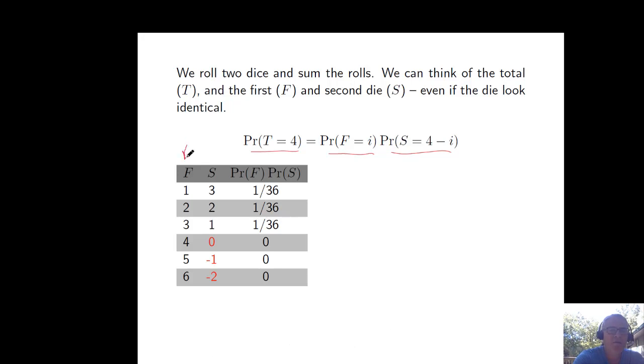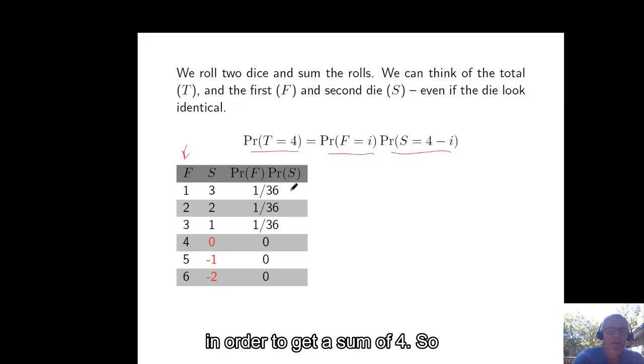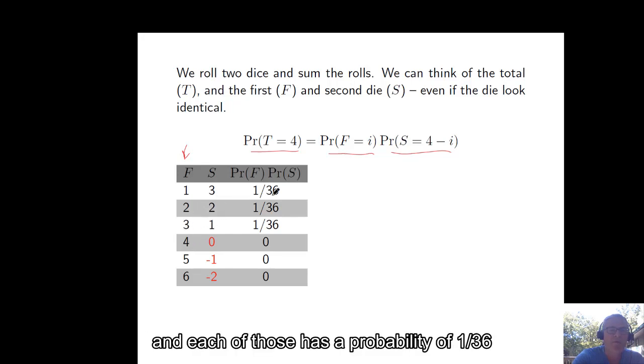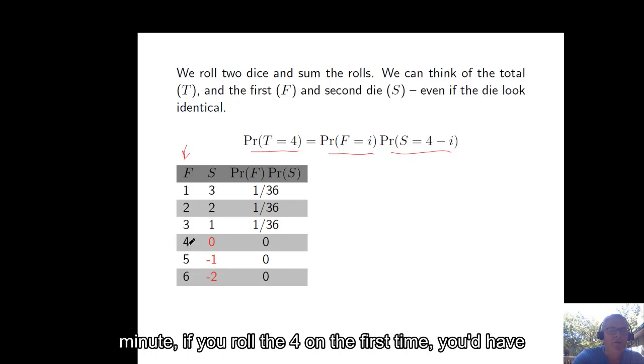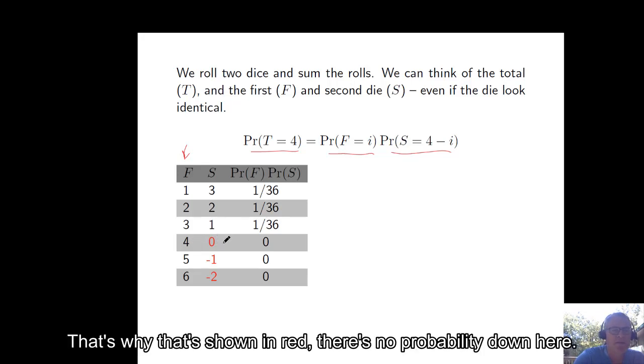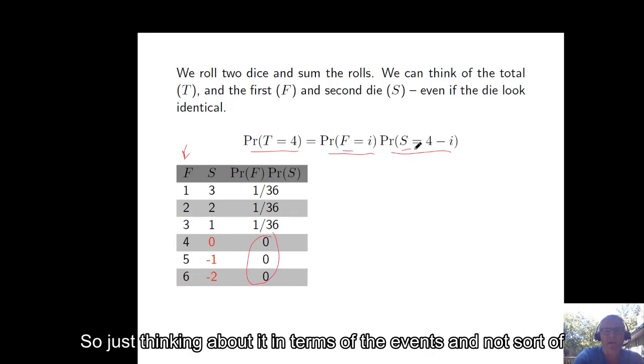So here's the sample space of the first event, 1, 2, 3, 4, 5, 6. And here's what you'd have to get on the second die in order to get a sum of 4. So you'd have to get a 3 on the second die if you got a 1 on the first die, or a 2 if you got a 2 on the first die, or if you got a 3 on the first die, you'd have to get a 1. And each of those has a probability of 1/36 because it's 1/6 times 1/6. But wait a minute, if you rolled a 4 on the first die, you'd have to roll a 0 on the second die, and that's not possible on a standard die, so that's shown in red, and there's no probability down here.